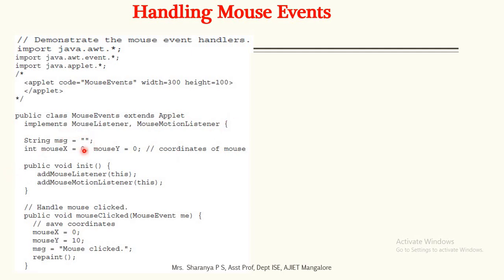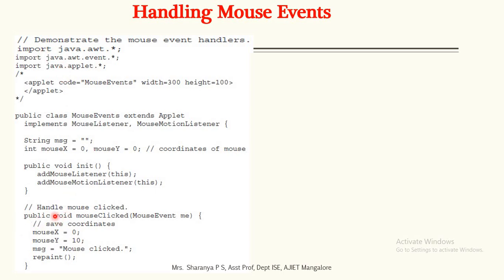And here initially we are using one message set to null. We are not setting anything in the initial step. Then we are using two variables, mouseX and mouseY, to define the coordinates of the mouse. This init is the initial method that will be executed with respect to applets. And here we are registering the two event handling methods, that is addMouseListener as well as addMouseMotionListener. Two listeners are registered with respect to the current object.